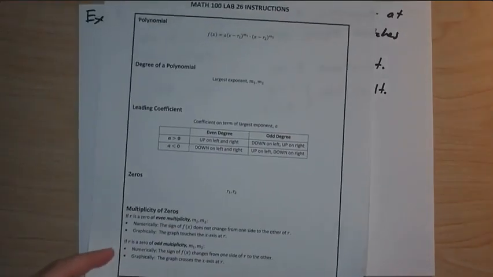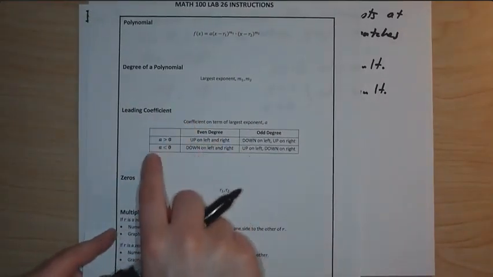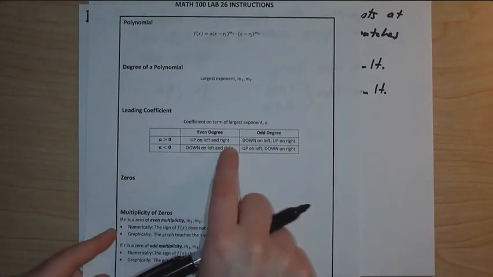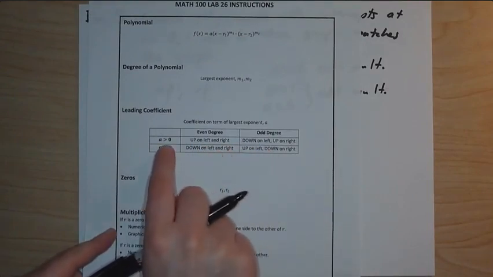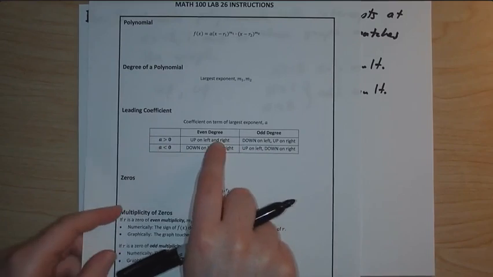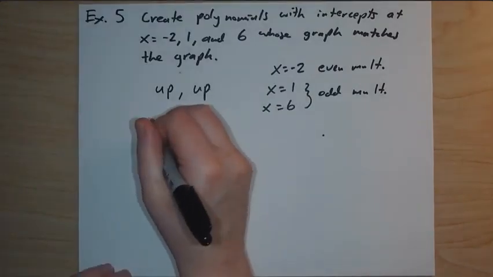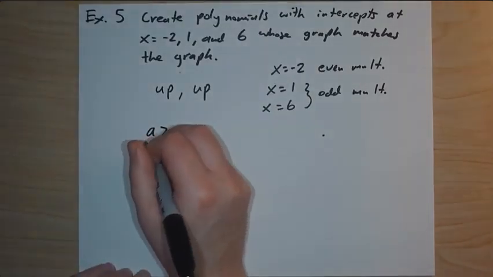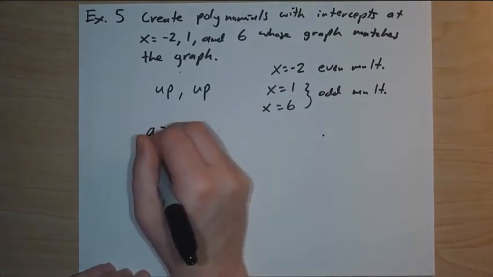So if we actually go over here, we know that we go up on the left and the right, and the only thing that gives us that is a is greater than 0 and an even degree. So we know that our a is greater than 0 and we have an even degree.